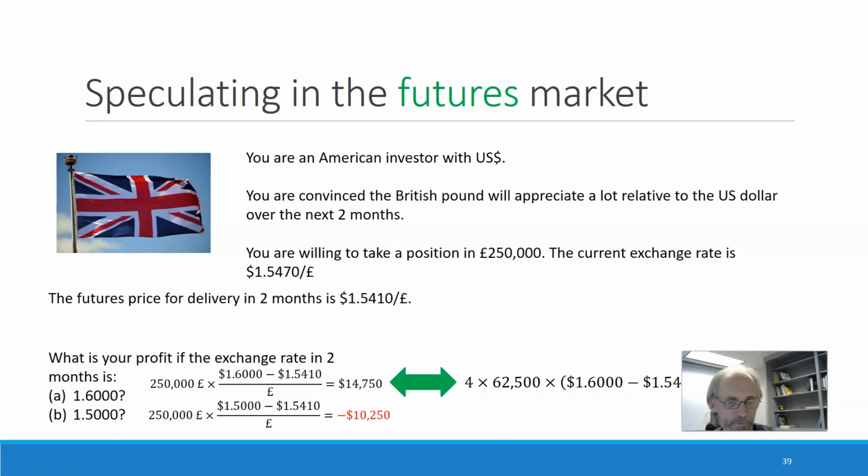So that's how these contracts work. The point is that for a much smaller amount of money, you can still control the same amount of pounds, and you don't have to put in as much money up front. So that's why it's very often cheaper and easier to speculate in these futures markets than it is to take a position in the actual asset that you're interested in. Okay, so that's that. That's a good example there. I'm going to leave it there.